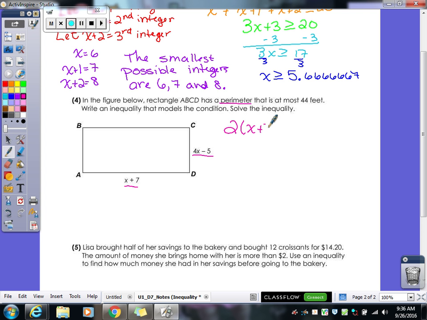So you have 2 times your length, so 2 times my x plus 7, plus 2 times my width, my 4x minus 5. They told us it is at most 44 feet. So which inequality do we use for at most? Less than or equal to? There we go. I'll give you guys about a minute, maybe a minute and a half to solve that.